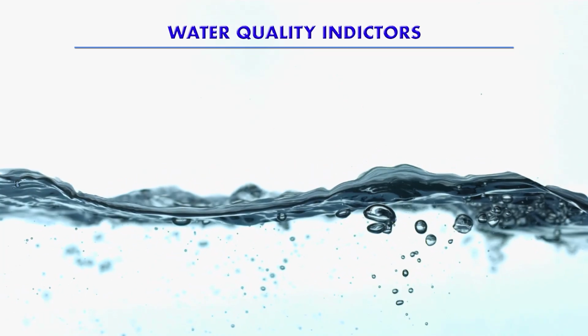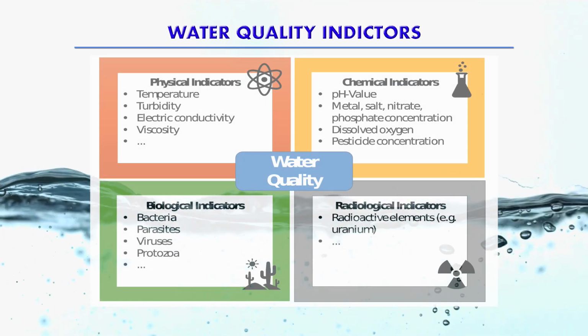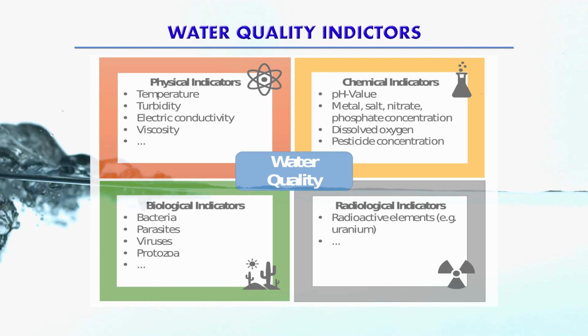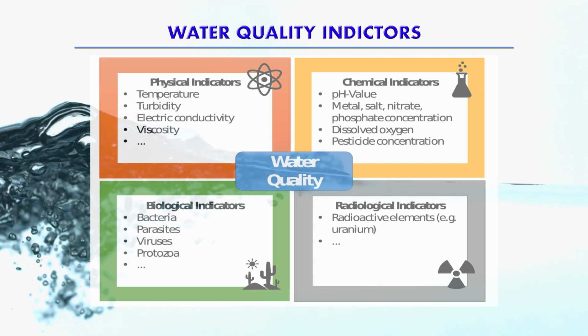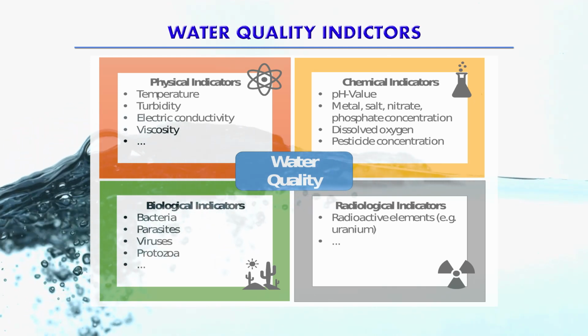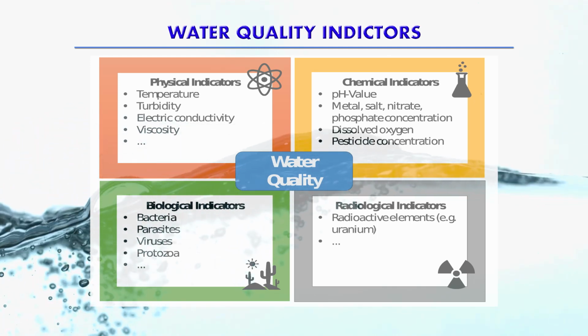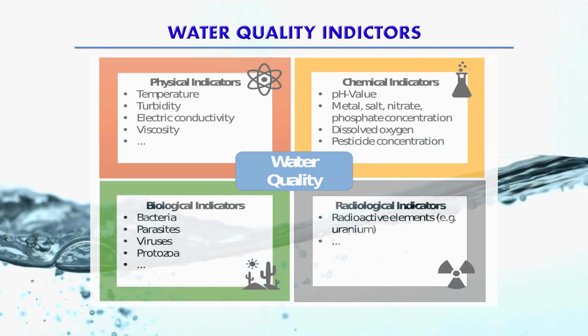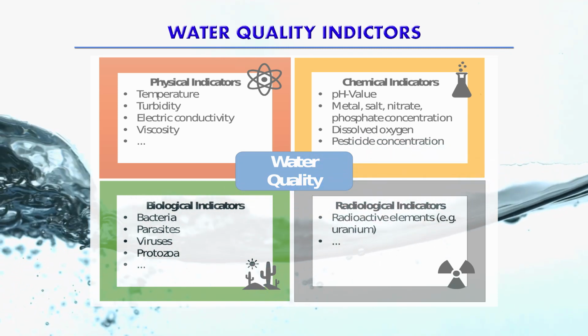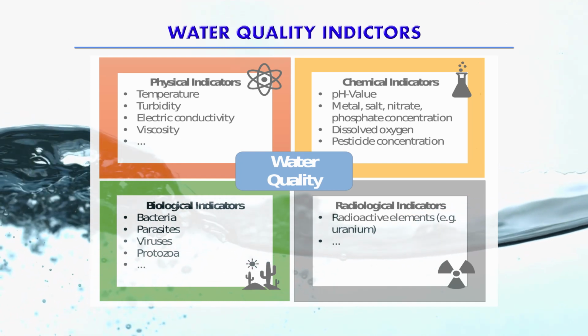So, we come to the point, what are the water quality indicators? The water quality indicators are 4. Number 1 is the physical indicator, number 2 is the chemical indicator, number 3 is the biological indicator, and number 4 is the radiological indicator. All these indicators determine the quality of water.